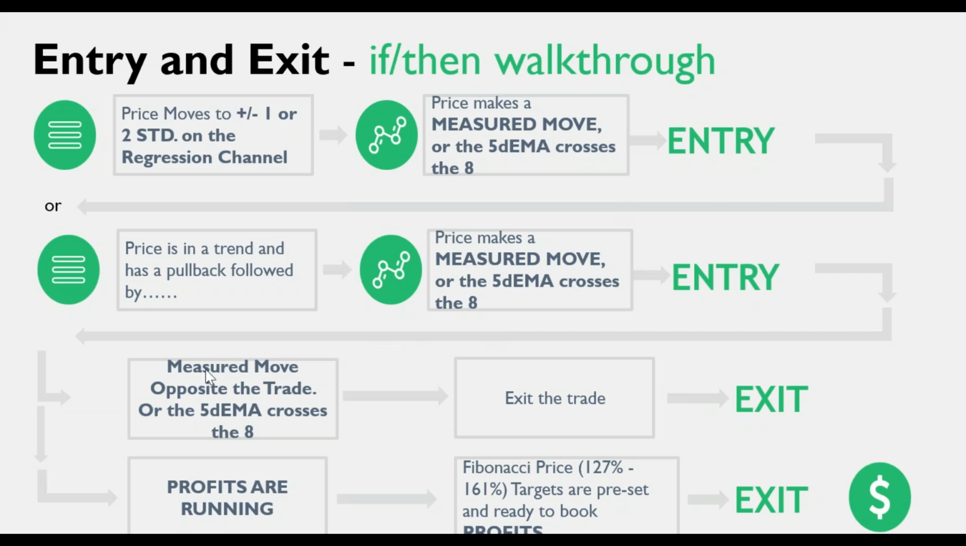Now, the exit is when I get a measured move opposite the trade. It's just exit the trade. The other one, I want to let my profits run, and I'm looking at the Fibonacci, especially the 127 and the 161, to preset and get ready to book my profits.